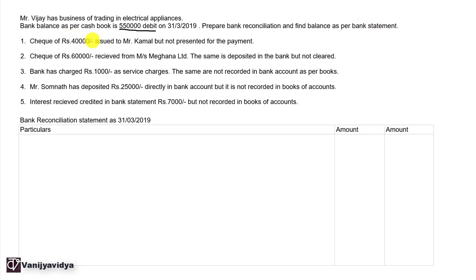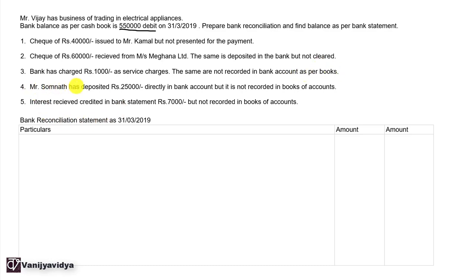First, a cheque of rupees 40,000 issued to Mr. Kamal but not presented for payment. Second, a cheque of rupees 60,000 received from Messrs. Meghna Limited. The same is deposited in the bank but not cleared. Third, bank has charged rupees 1,000 as service charges. The same is not recorded in the bank account as per books.